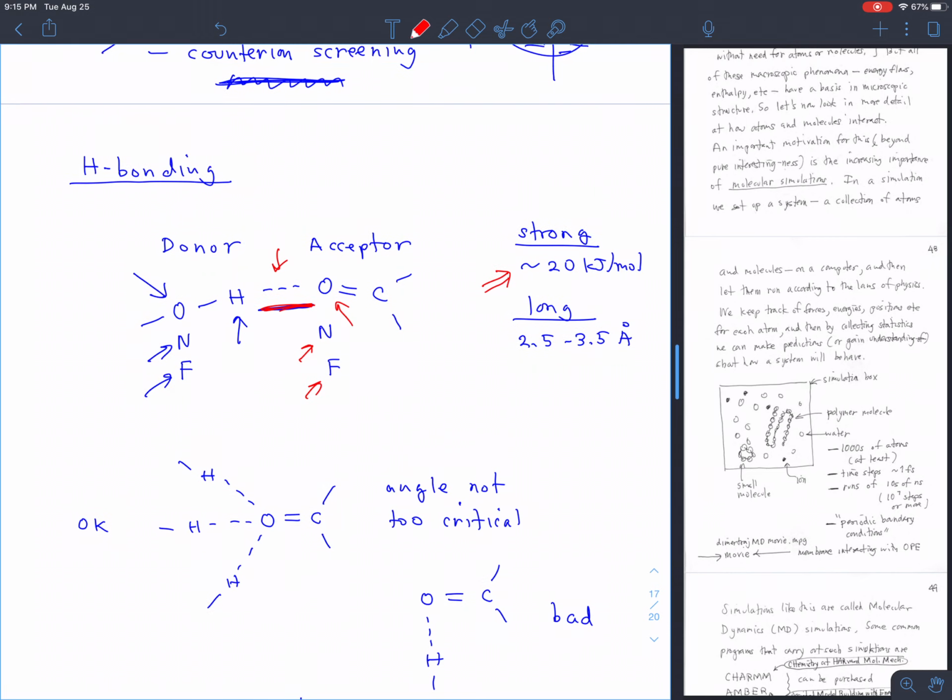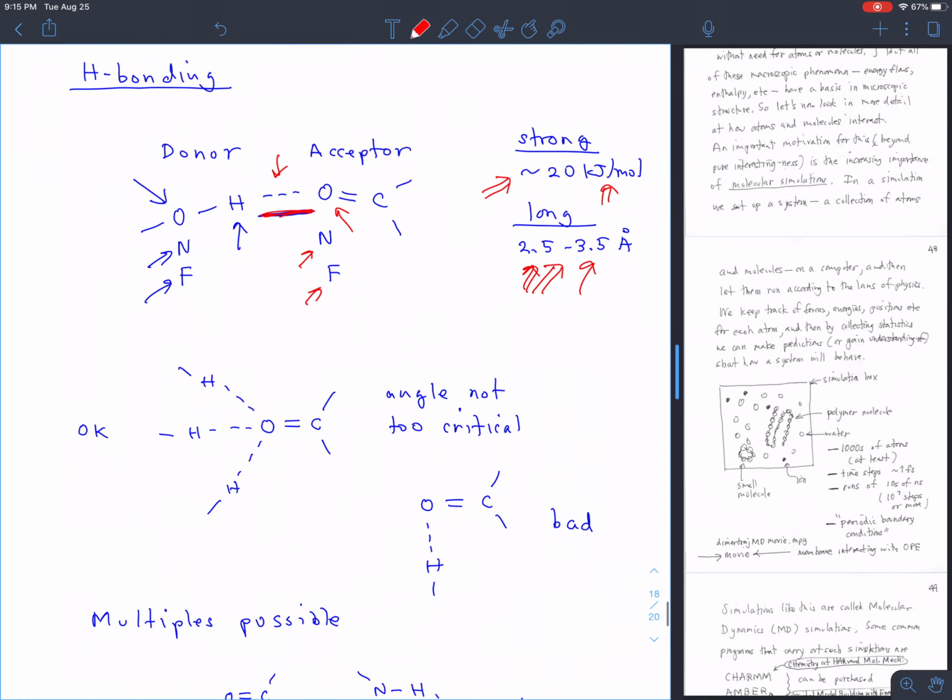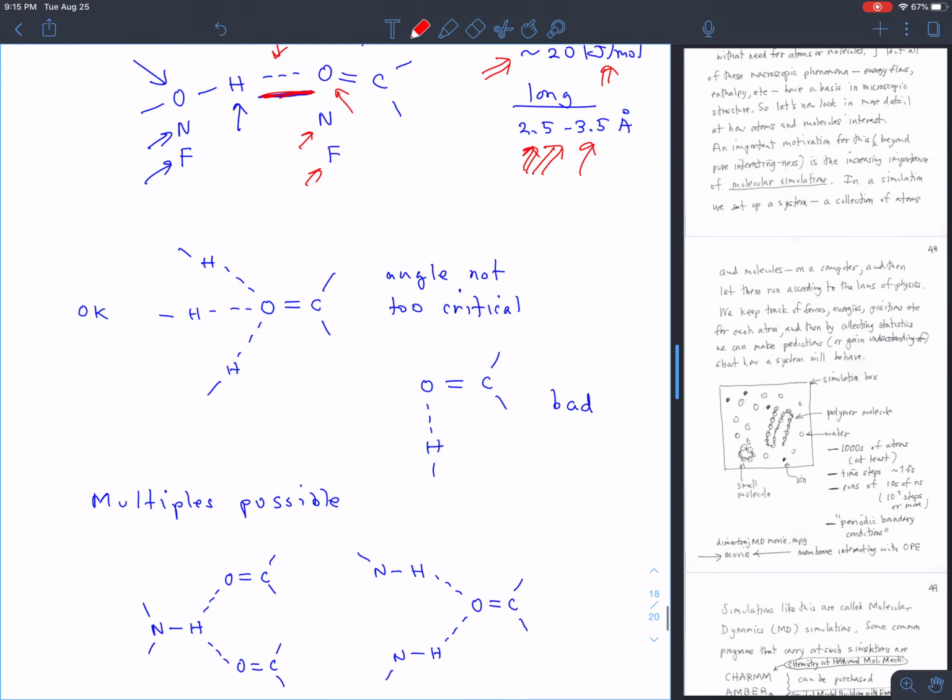A chemical bond is hundreds of kilojoules per mole, so this is quite a bit smaller than a chemical bond, but it's still very significant. And they tend to be quite a bit longer than typical chemical bonds also. Chemical bonds tend to be between about 1 angstrom and about 3 angstroms. Hydrogen bonds tend to be between about 2.5 angstroms and 3.5 angstroms. So they're longer anyway. They're not enormously long, but they are longer.